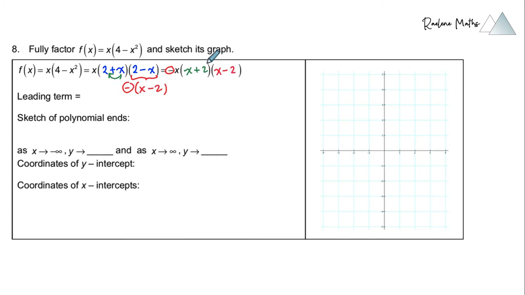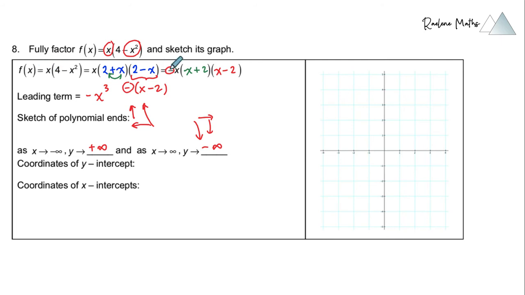And so from here, we can also come up with the leading term. We can do it at the beginning because we are closer there. We take the leading term of the first factor multiplied by the leading term of the second quadratic factor, which gives us negative x cubed. And so a sketch of the ends will be the opposite shape as what we had, and as x approaches negative infinity, y approaches positive infinity, and as x approaches positive infinity, y approaches negative infinity. So we will use that plus the coordinates of the y-intercept and the x-intercepts to help us sketch the graph.